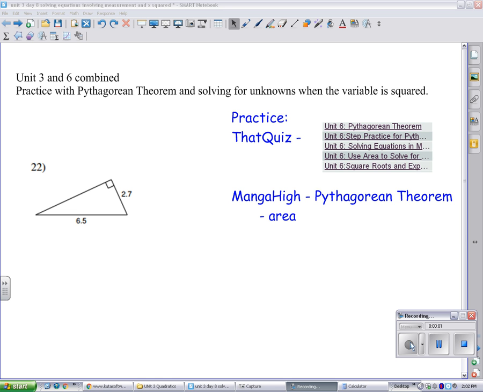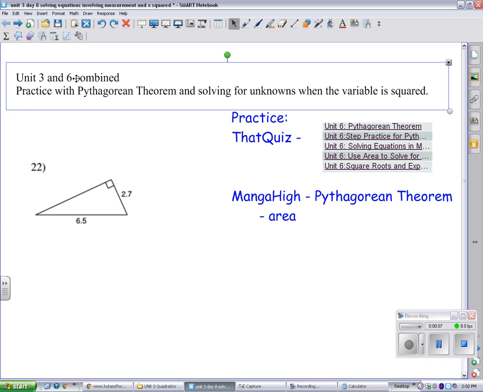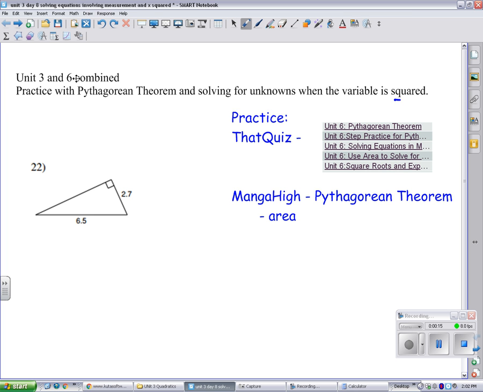Okay, so we have been working on Unit 3, which is solving equations, and Unit 6, which is working with measurements. We're going to combine them today and practice the Pythagorean theorem as well as solving any equation for an unknown when we have a variable that is squared.